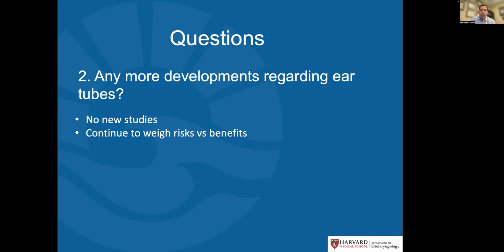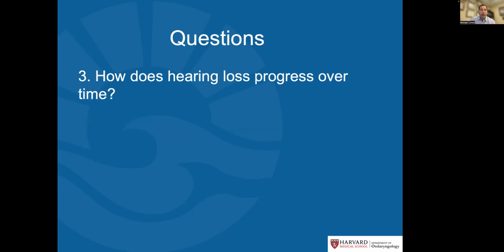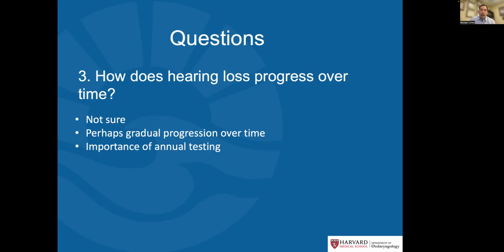And the last question is, how does hearing loss progress over time? For this question, I'm still not sure. I think there are certainly cases where we've seen gradual progression over time, but for any one patient, it's very hard to answer this question. I did mention the importance of annual testing to look for progressive hearing loss, but another reason to have annual testing is so we can learn more. As we have more patients with annual testing, we can study this disease.